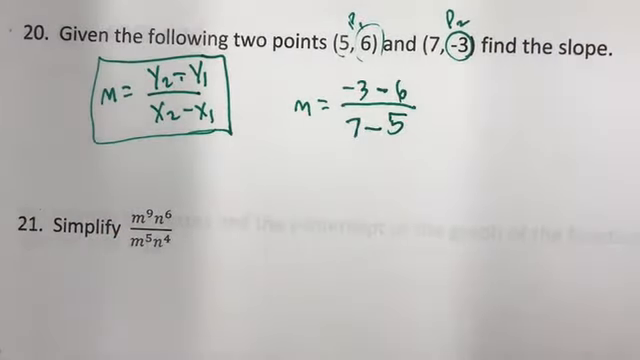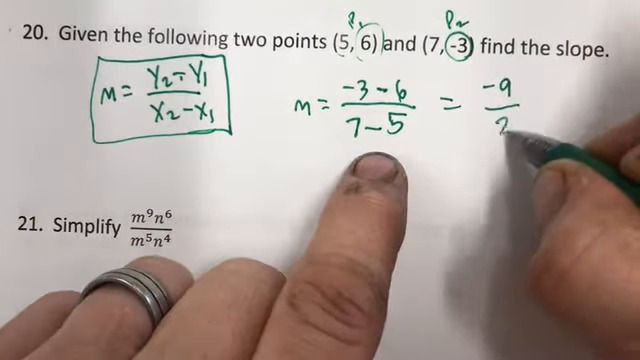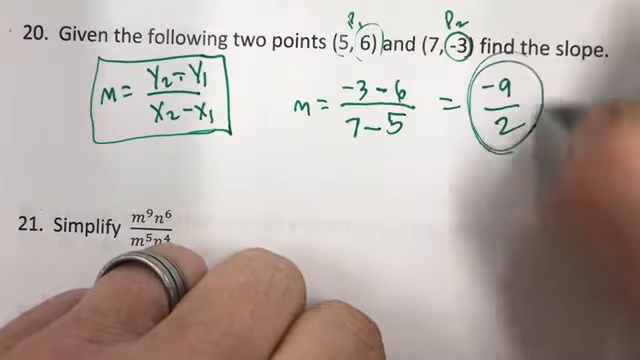Okay, then I just do this subtraction. So negative 3 minus 6 would be negative 9. 7 minus 5 would be 2. And then I simplify it, which I won't simplify, so there's my slope.